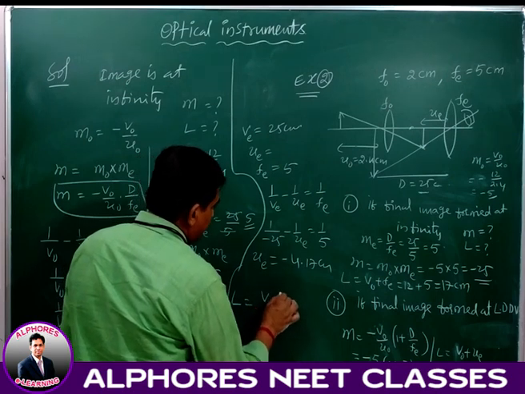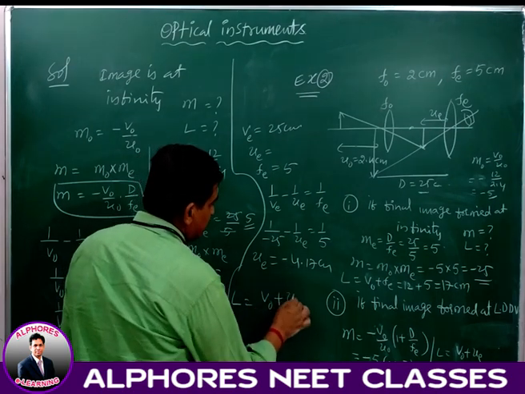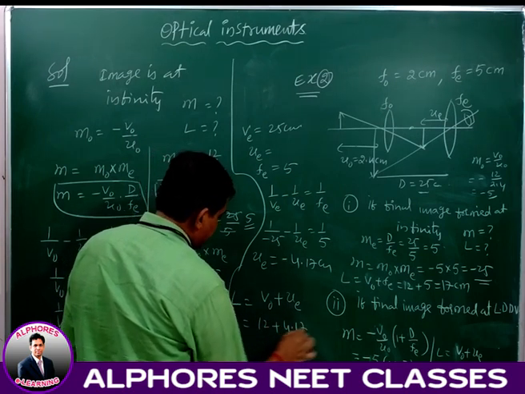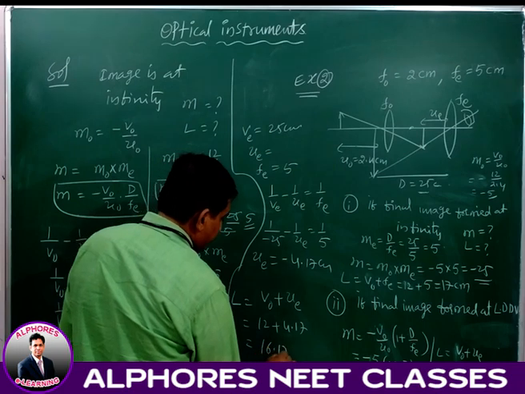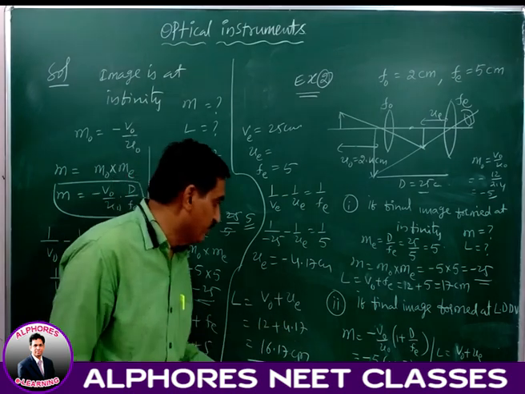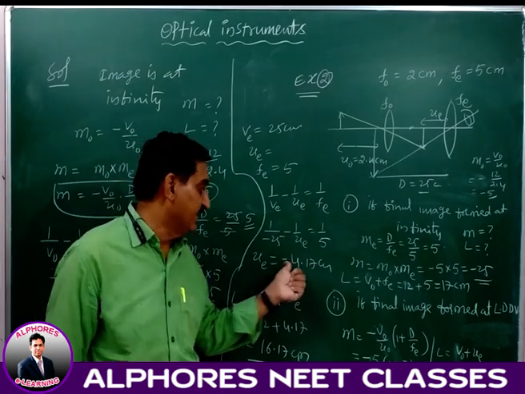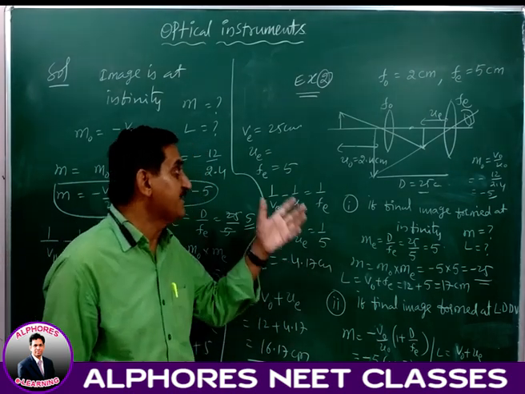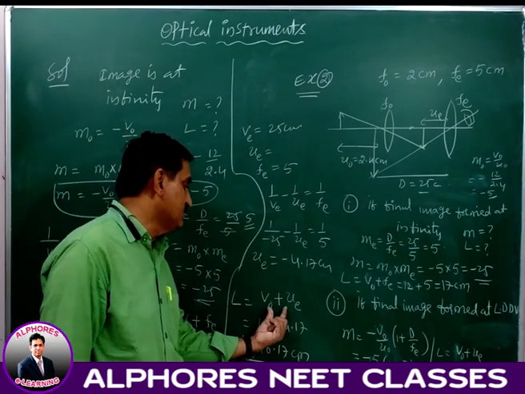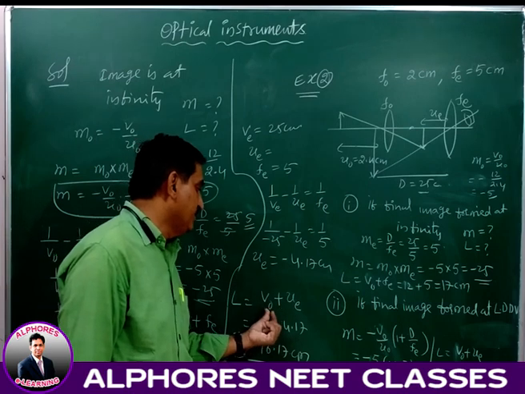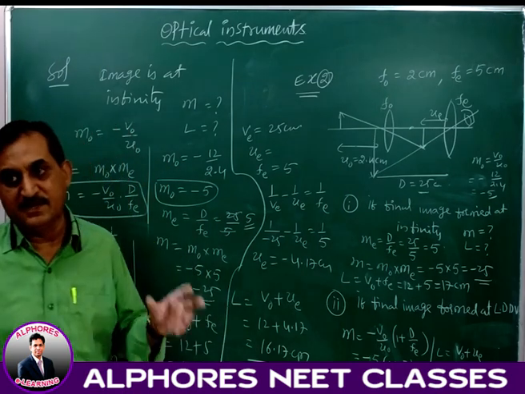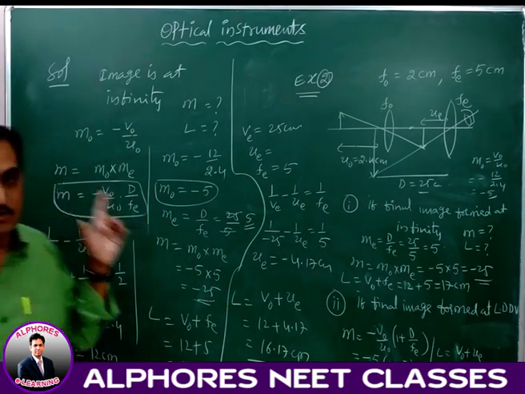After finding this, the length of the compound microscope is equal to v naught plus ue. V naught is 12, ue is 4.17, that is 16.17 centimeters. This is the length of the compound microscope. Don't use the negative sign over here. This negative sign comes from the sign convention when you get this answer. So don't use it. Totally it is the sum of v naught and ue, which is giving 16.17 centimeters. This is the length of the compound microscope. Okay.